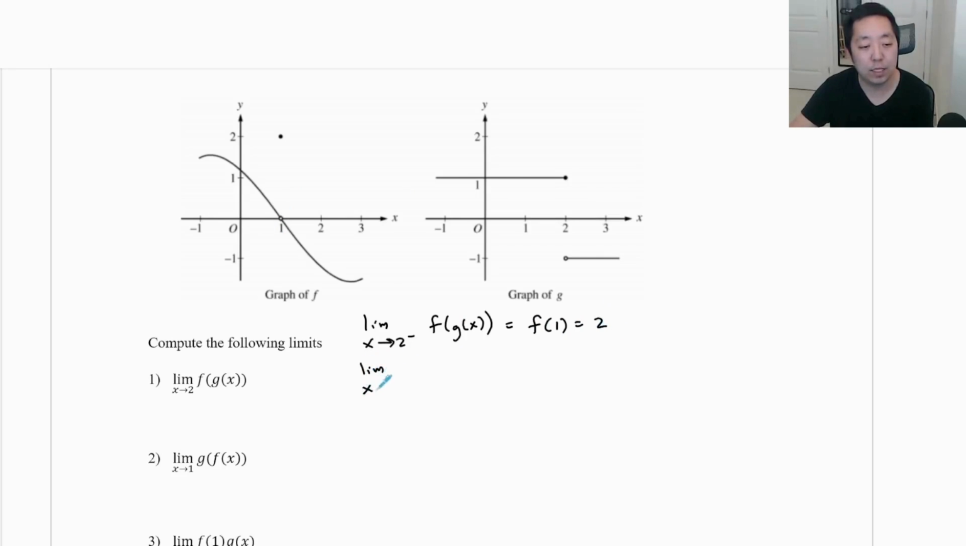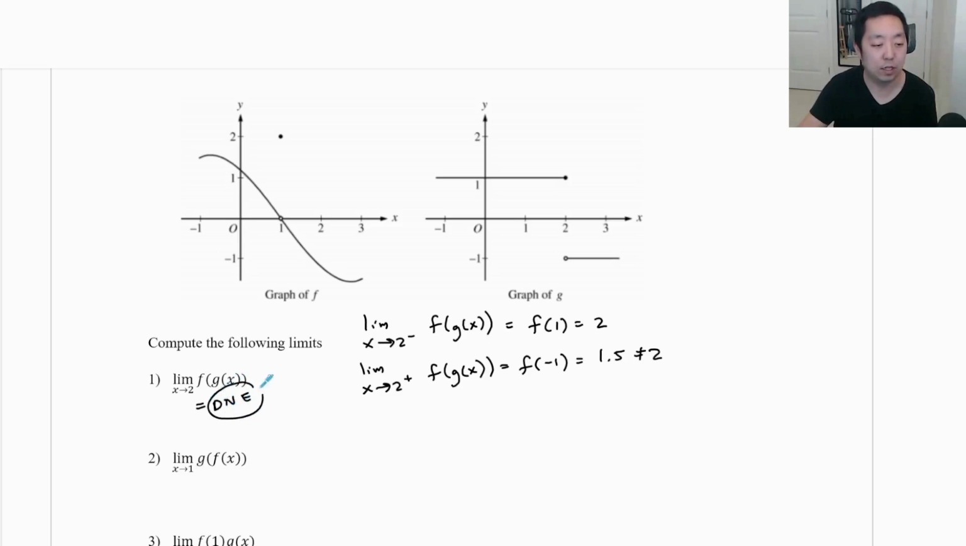And then if you look at the limit as x approaches 2 from the right of f of g of x, then it's just f of negative 1. And f of negative 1 is clearly something up here. I don't know, what is that? That's like 1.5 or something. But it's not equal to 2, and so therefore this one definitely doesn't exist, okay? But it's important that you check to make sure, because just because g of x doesn't exist, it's possible that the composition does. So that one worked out like it doesn't exist, right? That makes sense.